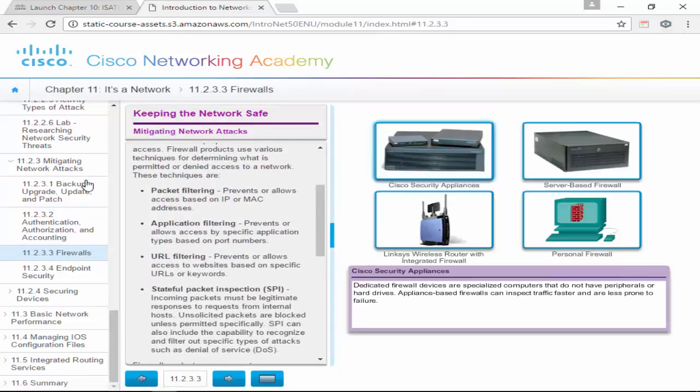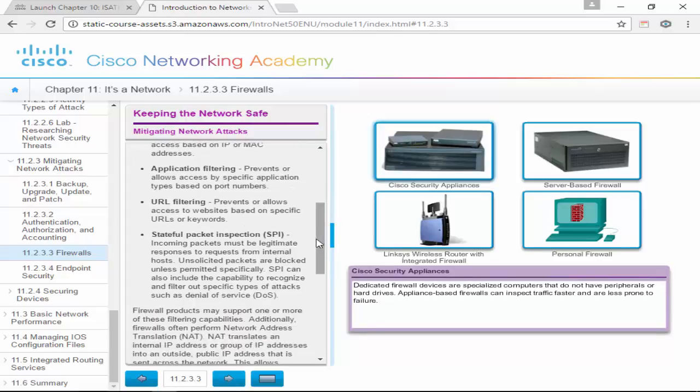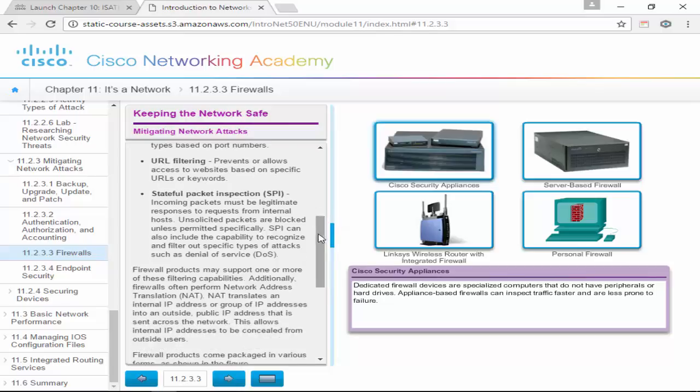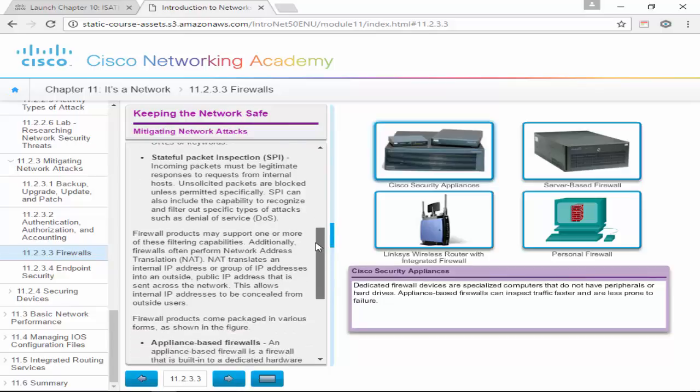Firewalls, there's several types of firewalls. There's packet filtering: prevent or allow access based on IP or MAC address. We can filter on a firewall that way. We can application filter. We can say this is an approved application, this isn't. We can URL filter, blocking URLs. We can do stateful packet inspection. Incoming packets must be legitimate responses to requests from internal hosts. Unsolicited packets are blocked.